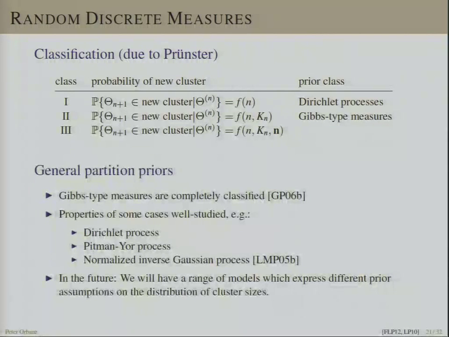And then the third possibility, if we generalize further, is that it could depend additionally on the sizes of clusters. So this vector n here is the vector consisting of the n_k's. These are the current sizes of the clusters that we have already seen.